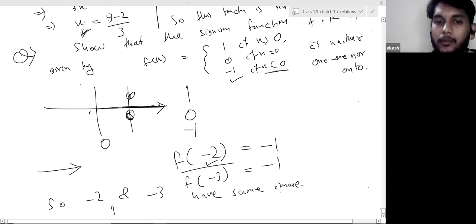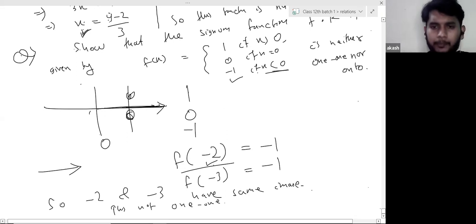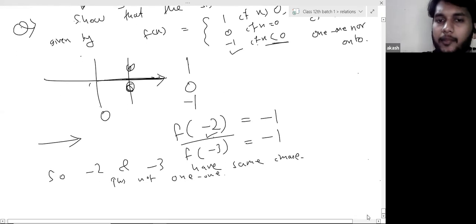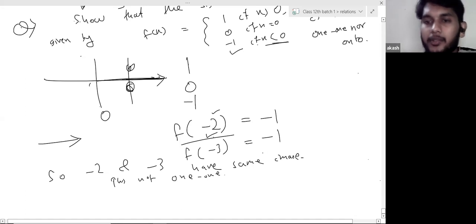So this is not one-one. All right, this is clear, everyone. This is not one-one because if you put x equals -2 or -3 or -4, you get the same result. So this is not a one-one function.